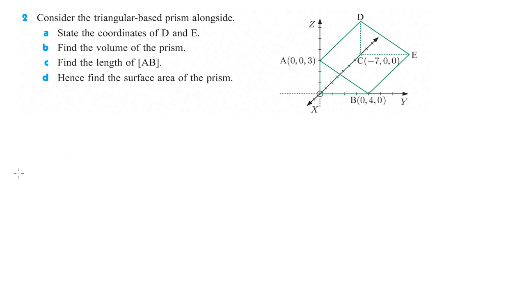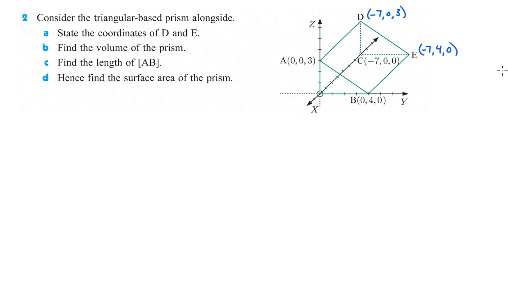Next one, number 2, consider the triangular base prism alongside. State the coordinates of D and E. So let's see, D is -7, and then it goes up 3. So -7 is the X. The Y is 0. And then the height there is 3. That's the Z. And then E is going to be at -7 over to the right 4, so -7, 4, but it doesn't go up at all, so it's -7, 4, and 0.